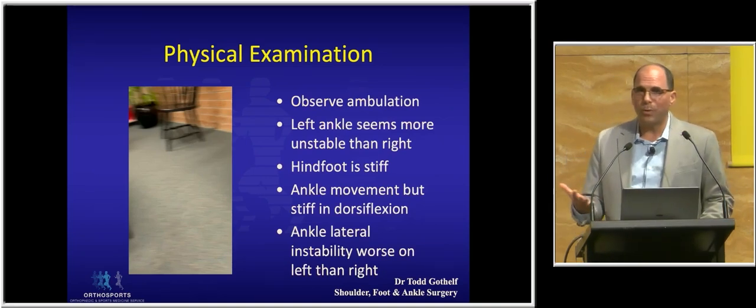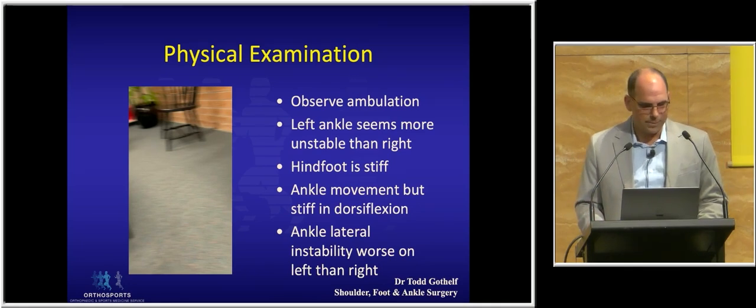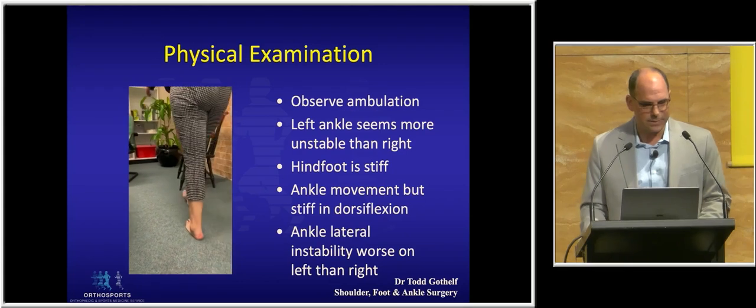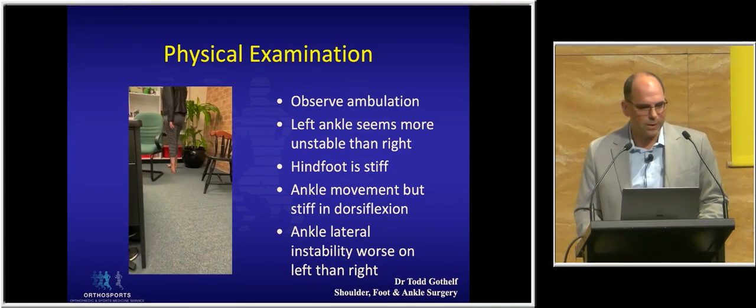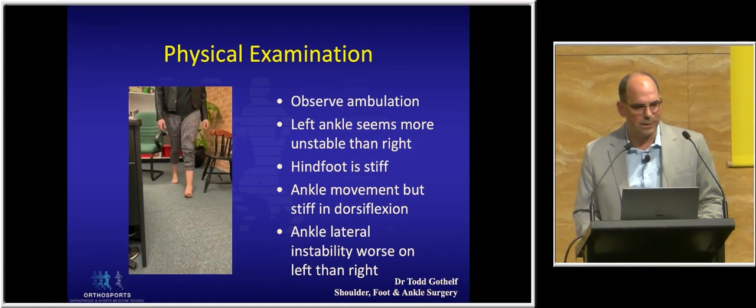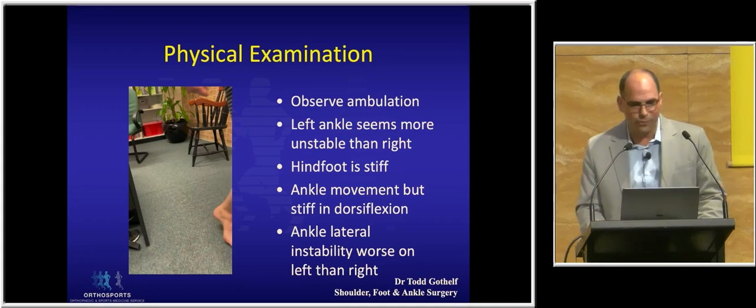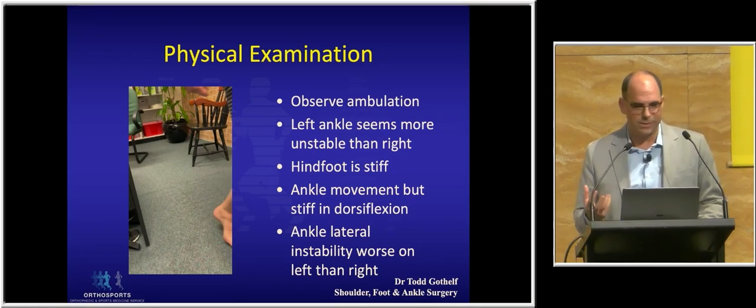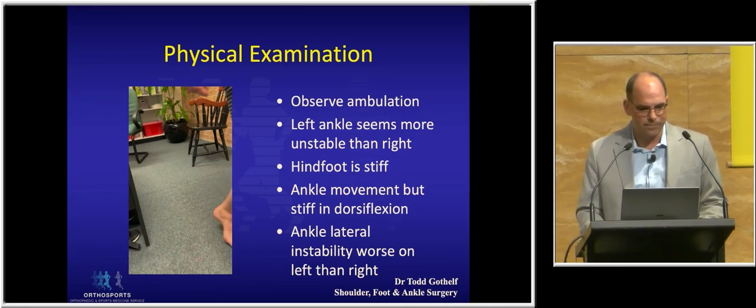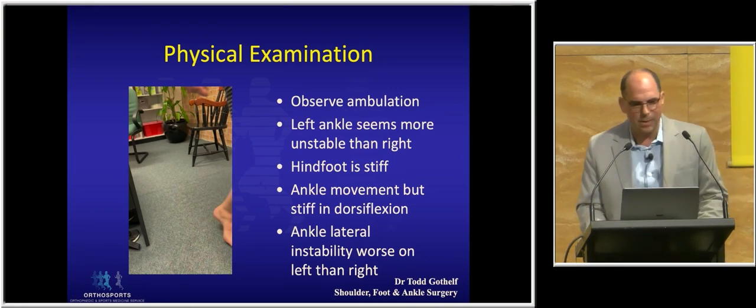When they're in the rooms, we can observe their ambulation. So here is this patient walking. You can see that the left ankle goes a little bit into varus, a little bit of collapse. You can see both feet have deformities, but the left one's bothering her more. You can also see the hindfeet were stiff. The ankle movement was also stiff with limited dorsiflexion. And on exam, the left ankle was definitely more unstable than the right side.